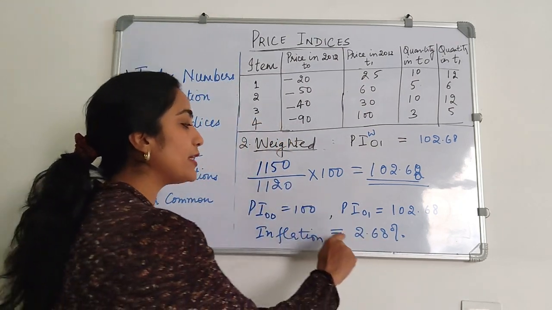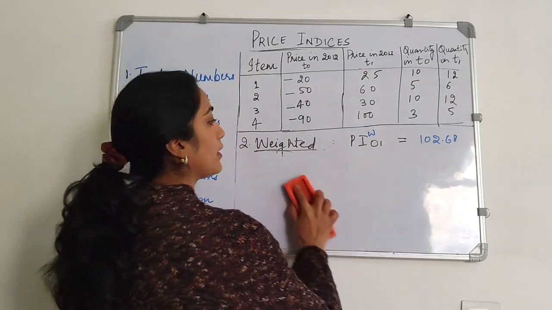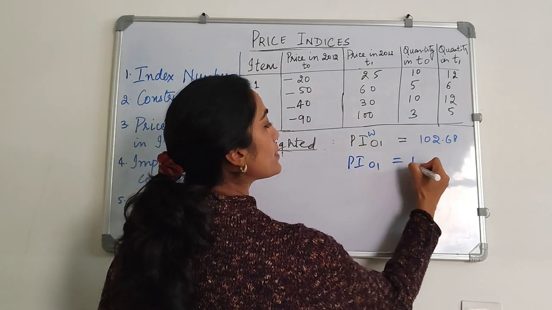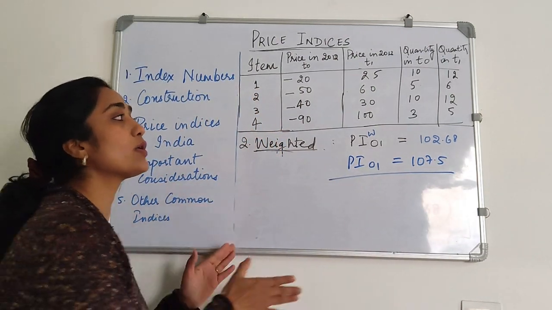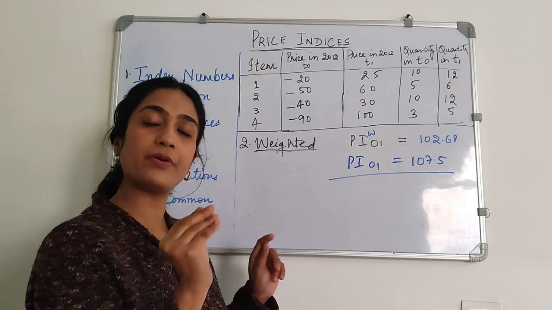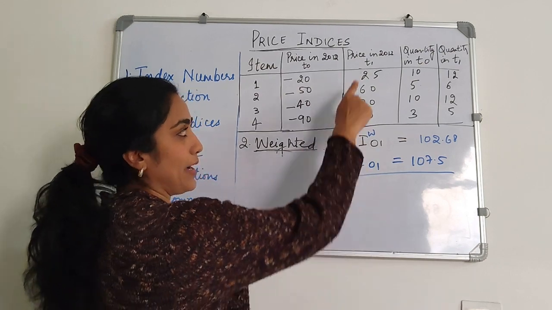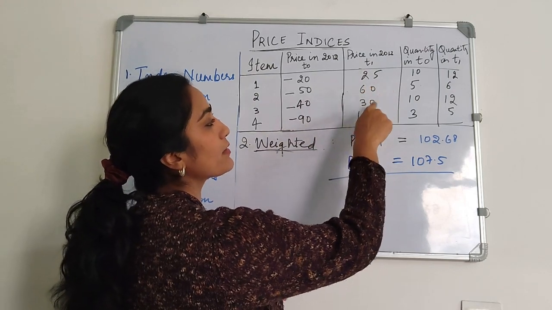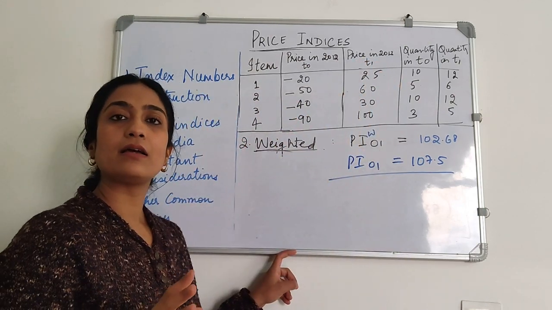Now you see the difference. The inflation rate over here, the weighted inflation, is this much, and the simplest inflation was 107.5. Why is this different? This is different because in the previous simplest calculation of price index, we were giving every price equal weight, right? So when we were summing them together, we were multiplying 25 by 1, 60 by 1, 30 by 1 and 100 by 1. That means that we are treating all of these prices equally.